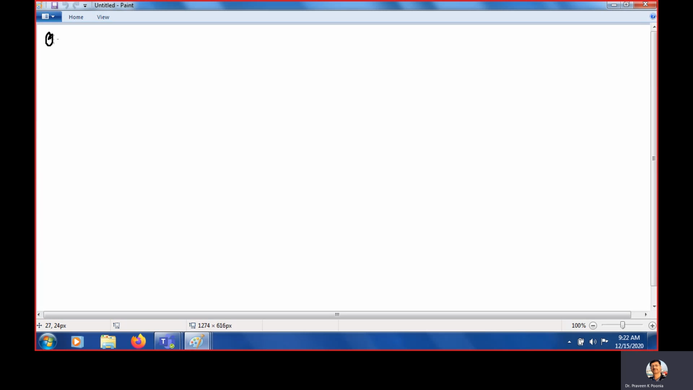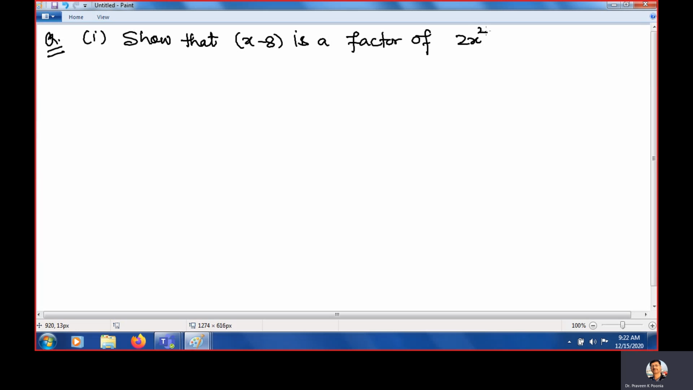Last question on this. I do not know the question number. Part 1: show that x − 8 is a factor of 2x² − 15x − 8. Show that x − 8 is a factor of 2x² − 15x − 8. This is question number 1.